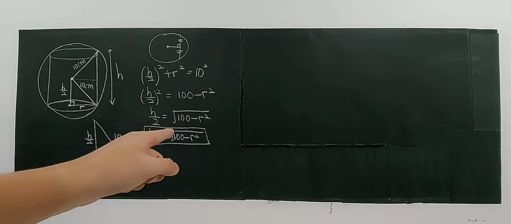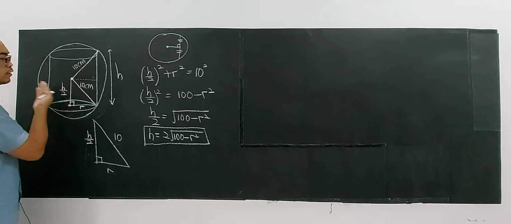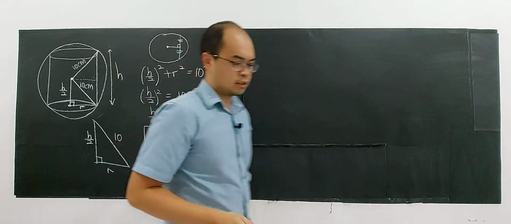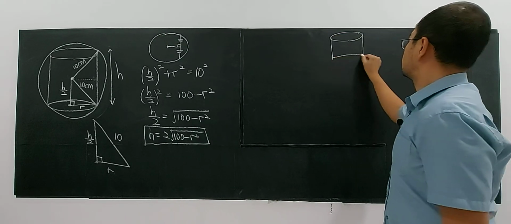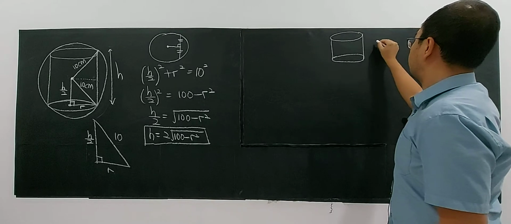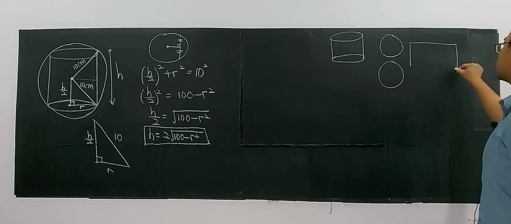So you have h equals 2 square root of 100 minus r square. Following this, the next question requires you to show that the curved surface area of the cylinder is given by 4 pi r. The curved surface area means the curved surface here. As you know, a cylinder can be opened up into 2 circles and a curved surface area.